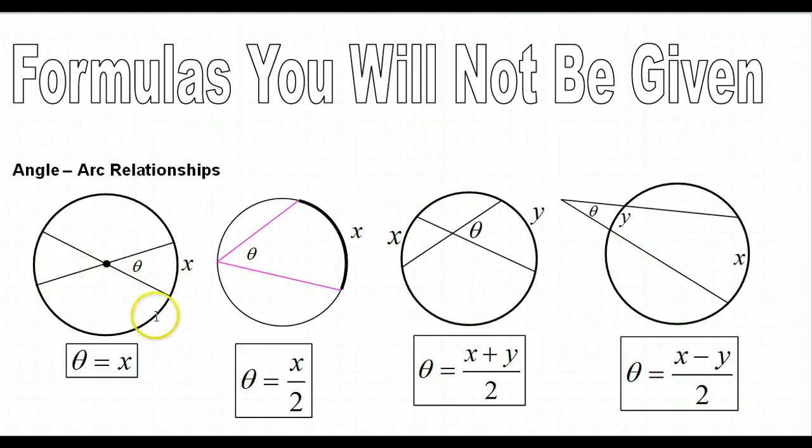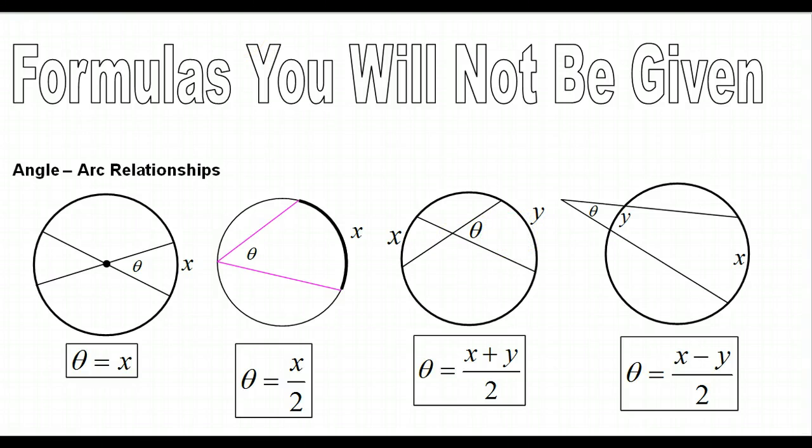Again, just to sweep through, if the vertex of the angle is at the center, the angle and the arc measure are the same. If the angle is an inscribed angle, meaning it's at the edge of the circle, the angle is half the arc, or the arc is double the angle. If the angle is inside the circle, but not at the center, it is going to be the average of the 2 intercepted arcs.